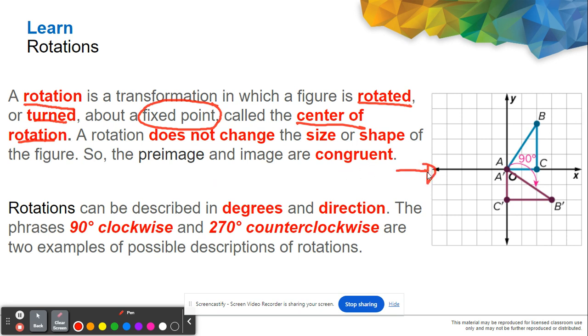Take a look at this example here. This one is what we call the center of rotation. We have turned our triangle in reference to our origin. Rotations can be described in degrees and in direction. The phrases 90-degree clockwise and 270-degree counterclockwise are two examples of possible descriptions of a rotation. In this figure, this one is rotated 90 degrees clockwise. Clockwise means it follows the hands of the clock. It is 90 degrees because, as you can see, they form a 90-degree angle.